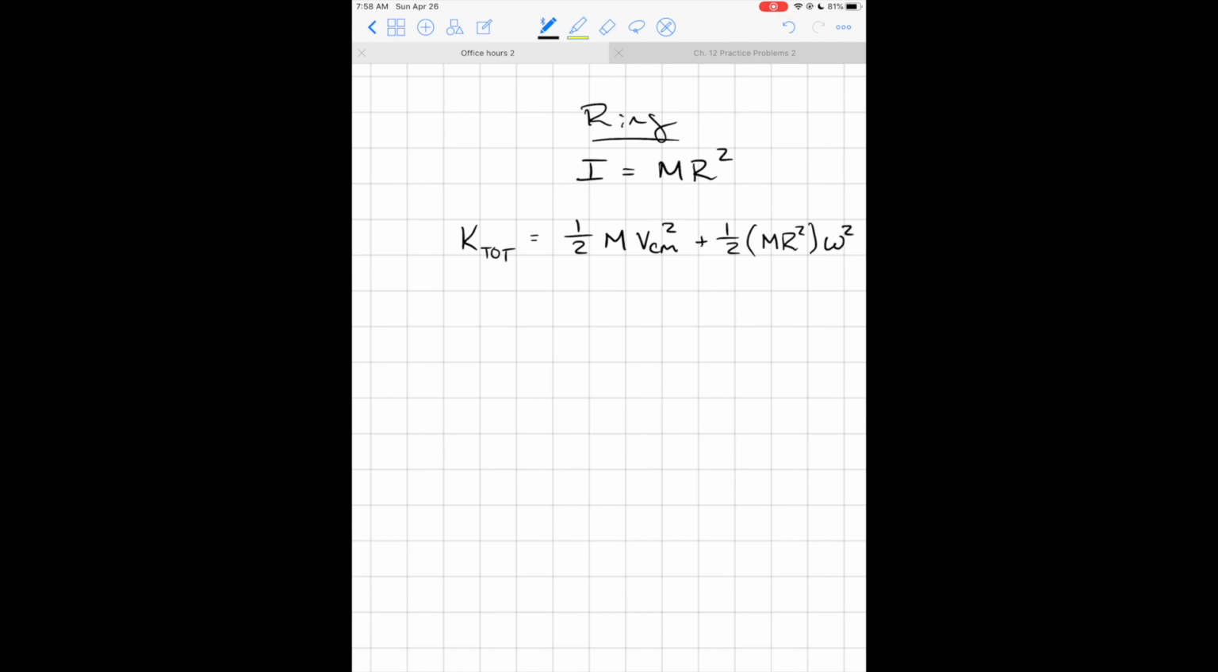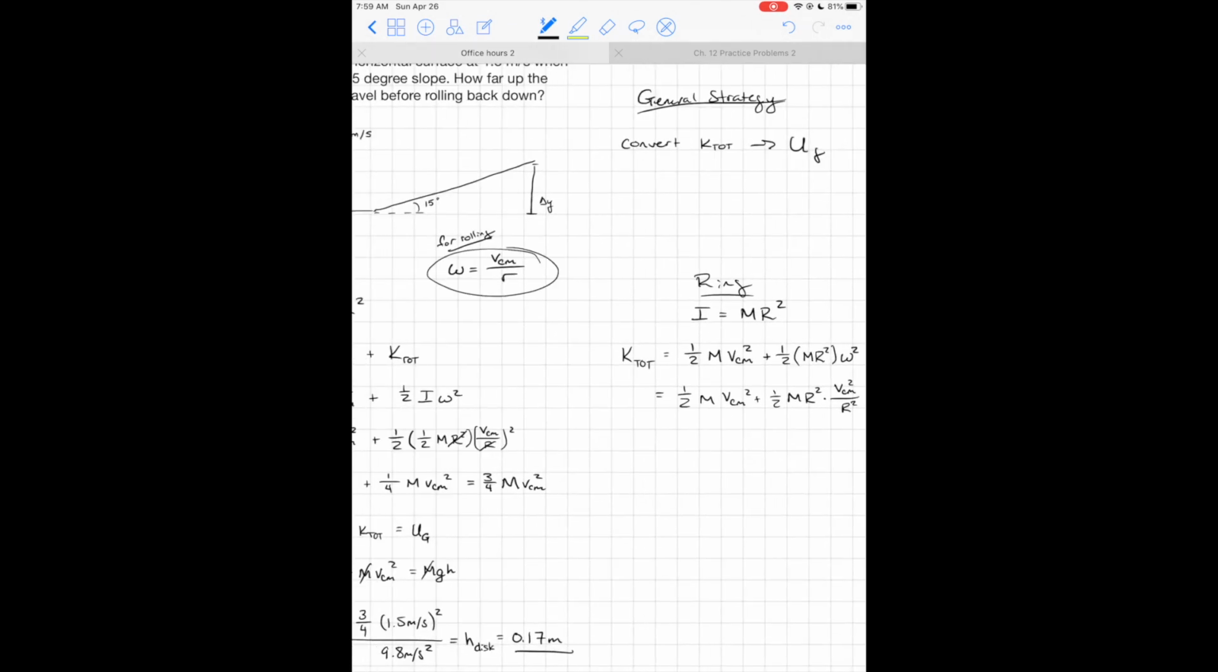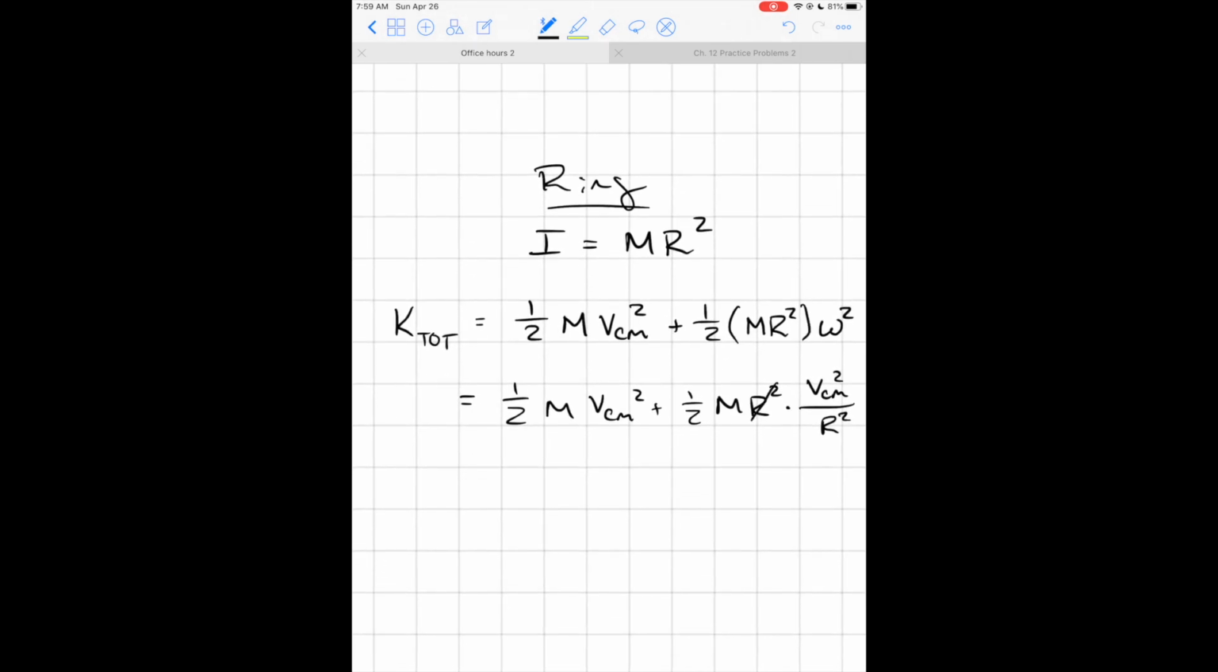We're going to pull the same trick that we did before. We're going to transform omega squared into VCM over R quantity squared. So 1/2 m VCM squared plus 1/2 m r squared times VCM squared over r squared, right? And again, that's just utilizing this fun little relationship here. Just like before, my r's will cancel, and I'm left with actually 1/2 m VCM squared for both of these.